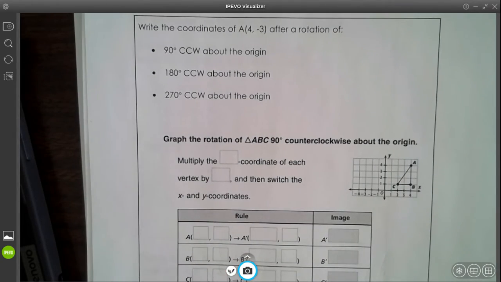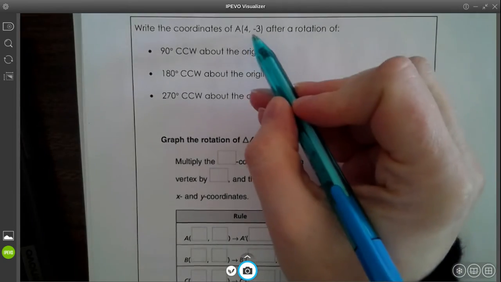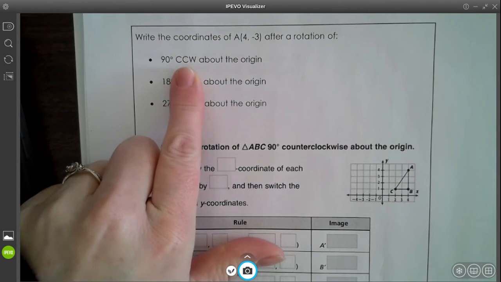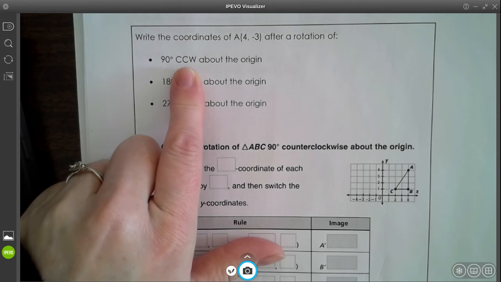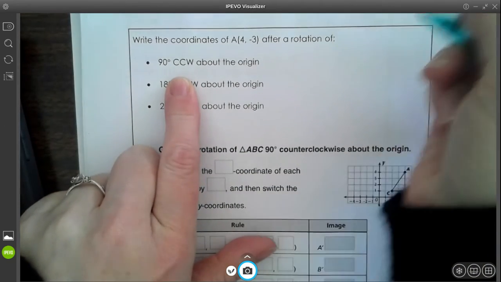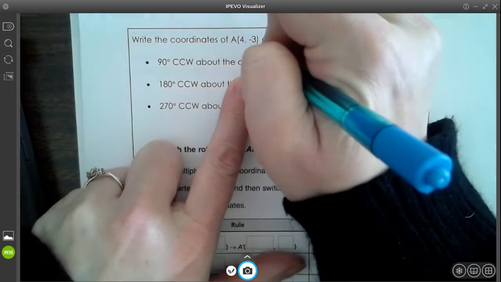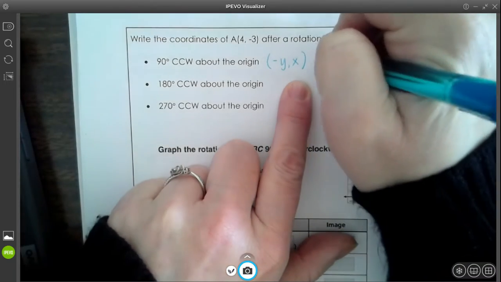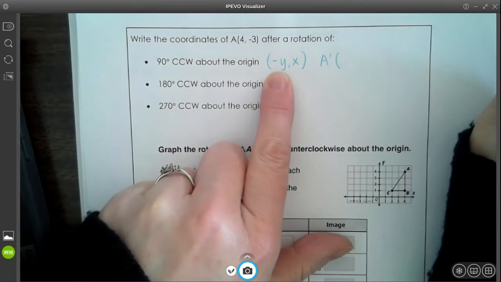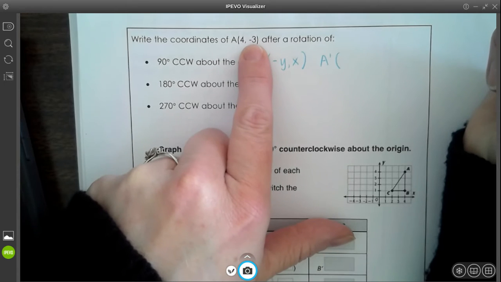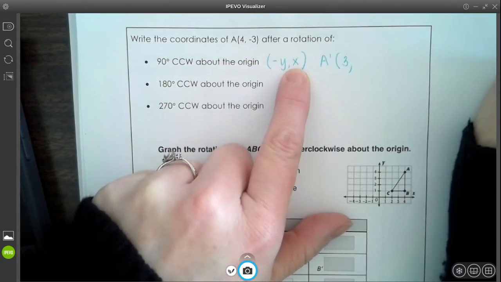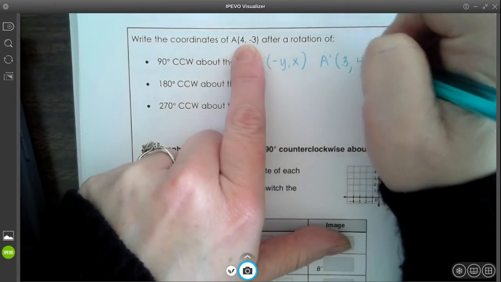Okay, so this part says write the coordinates of A, which is at 4, -3 after a rotation, first of all, 90 degrees about the origin. If it doesn't say counterclockwise, we're going to assume it means counterclockwise. With this one, the rule for 90 degrees is the opposite of y and then the x. So for A prime, if I look at the y coordinate first and take the opposite, the y coordinate is -3, so the opposite of that would be +3. And then we just write the x coordinate down, which is 4.